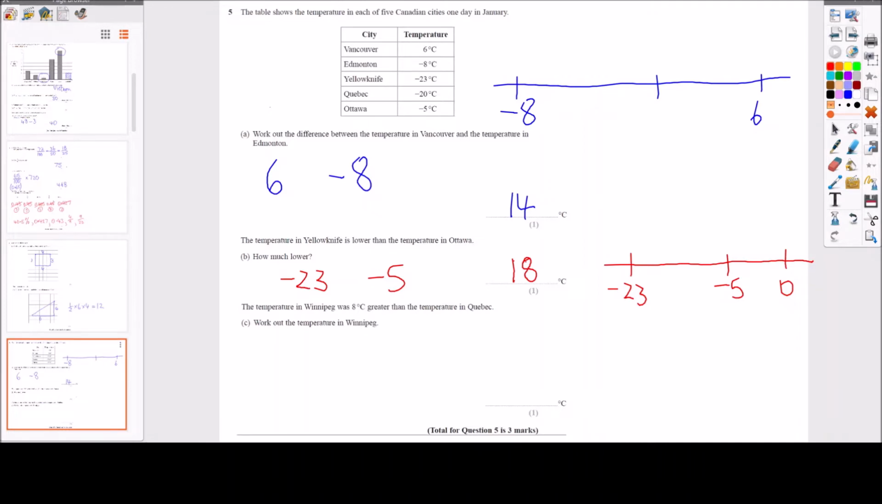Right, the temperature in Winnipeg was 8 degrees greater than Quebec. Well, Quebec is -20, and then we've got to add on 8 to that. So picture a number line where you're on -20. When we then move 8 to the right, where do we end up? We end up at -12.